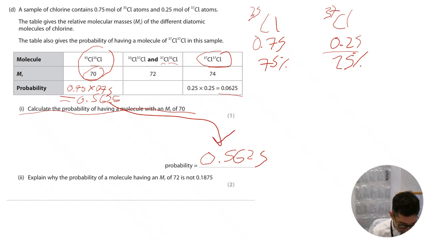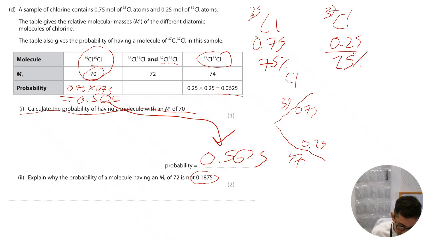Explain why the probability of a molecule having an m/z of 72 is not 0.1875. Okay, well, this one's going to require us to actually do a probability tree. So let's go through. We've got two chlorines. The first one has two probabilities. It could either be 35 or it could be 37. The probability of 35 is 0.75, and the probability of 37 is 0.25.